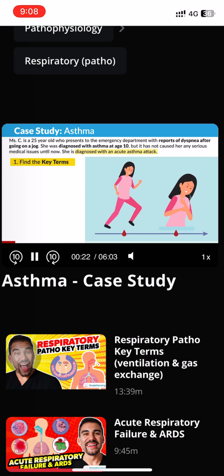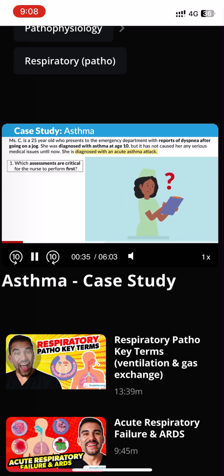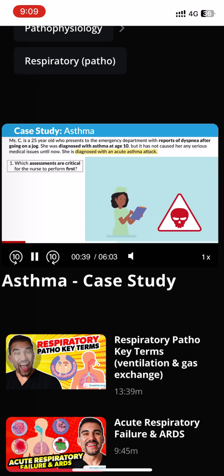Okay, those are a lot of key terms here. Always consider the key terms before looking at what the question's asking for. So this looks like an exercise-induced asthma attack. So question 1, which assessments are critical for the nurse to perform first? So once again, look at the key terms. This question's asking for critical assessments to perform first. So this is a priority question.